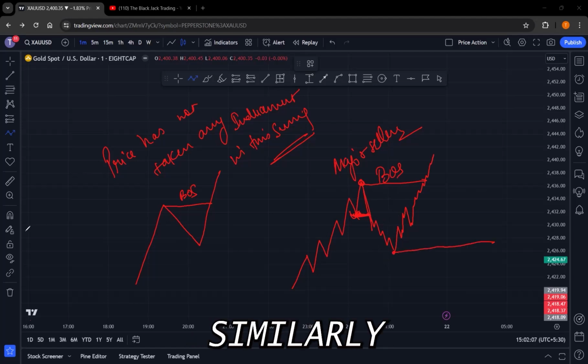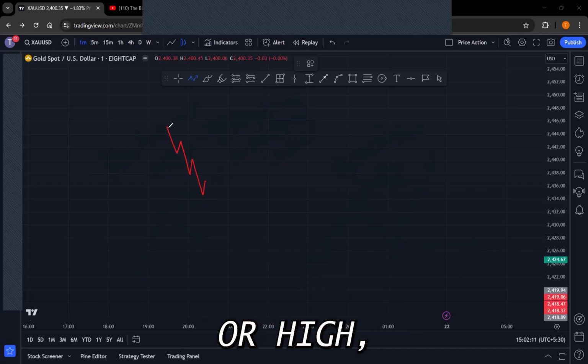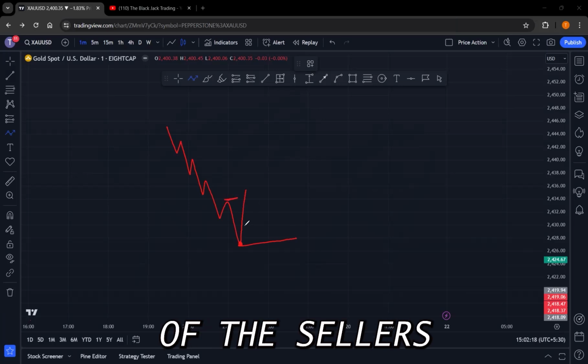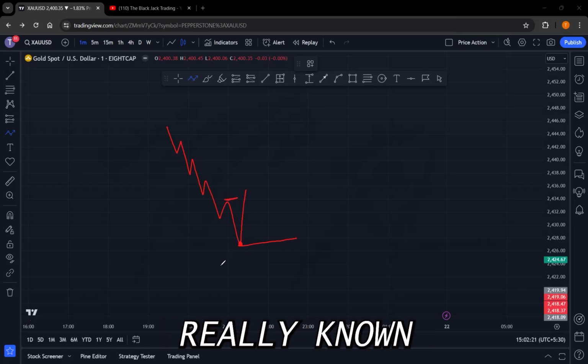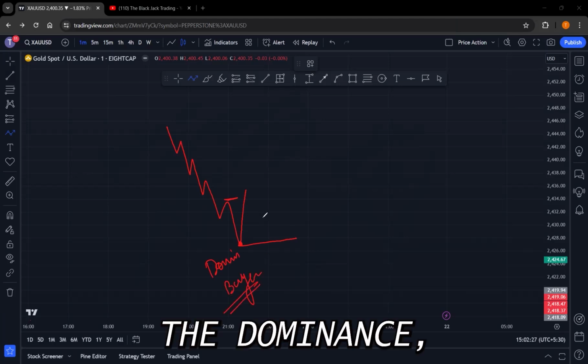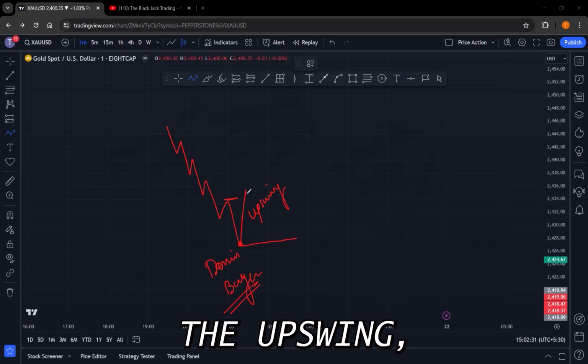Similarly, in the case of a downtrend, when the market is creating a series of lower highs and lower lows, you have to wait for a point where the price creates something like this and takes out the previous stop losses of the sellers. This is known as the dominant buyer in the market. And when the buyer shows the dominance, only then can we say that the upswing has started.